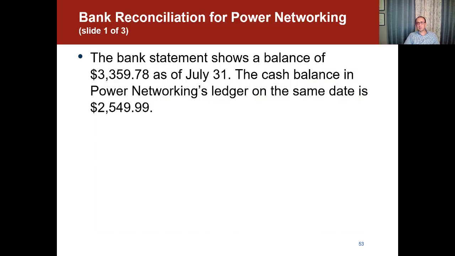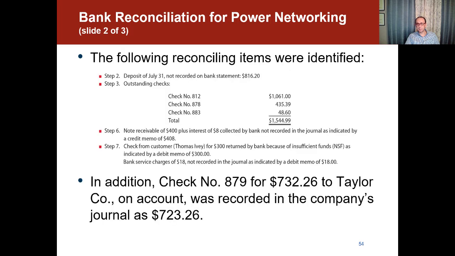So let's see this example. Here we have the bank statement showing a balance of $3,359.78 as of July 31st. The cash balance in the Power Network ledger on the same date is different. It's $2,549.99. So now we see that there's some kind of discrepancy here. They're not exactly the same. So why do we have this difference? We need to prepare the bank reconciliation, and that should help us determine why we have this difference.